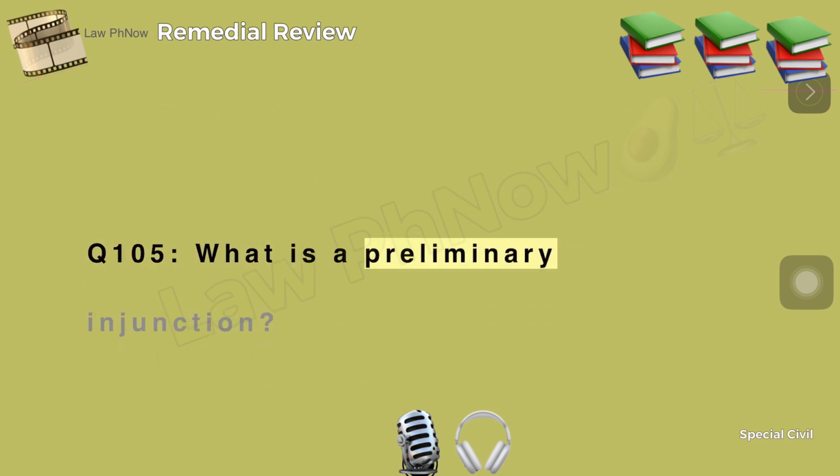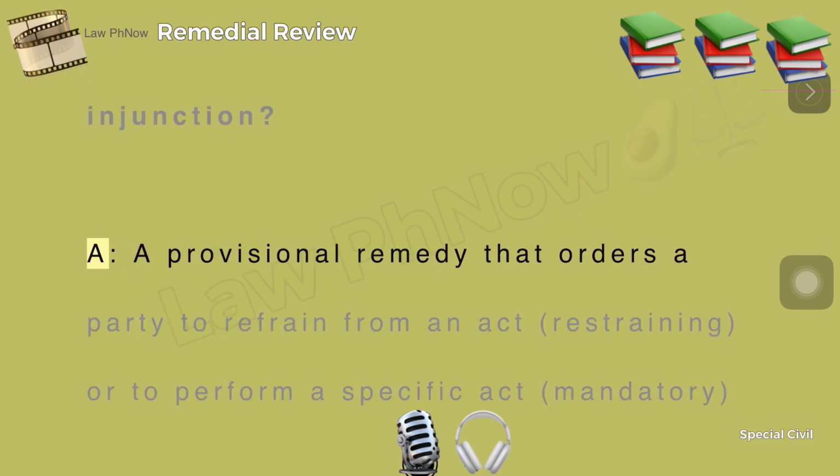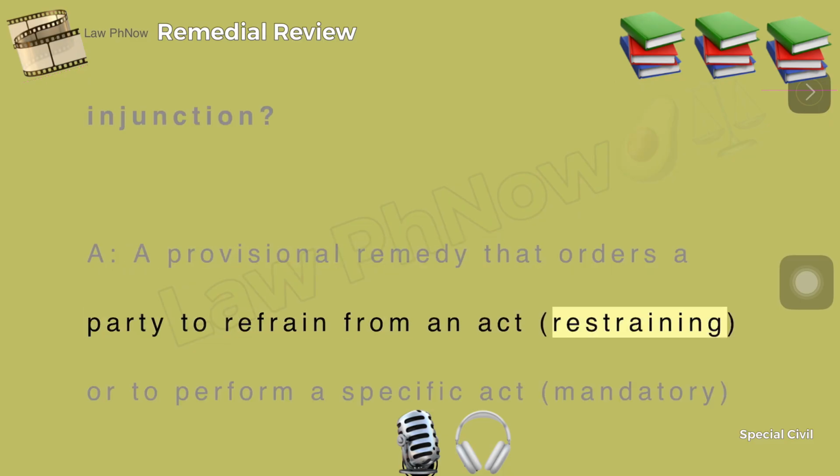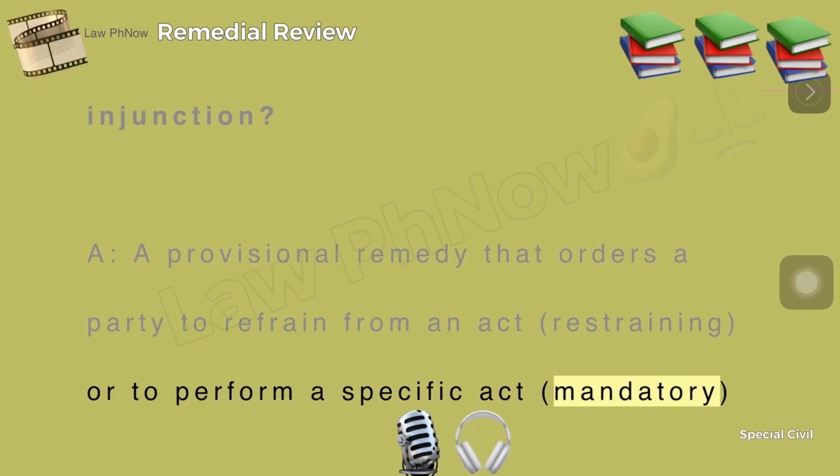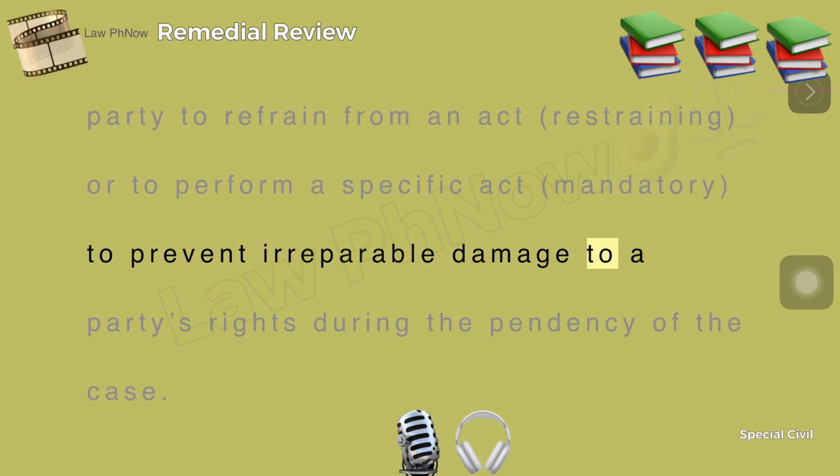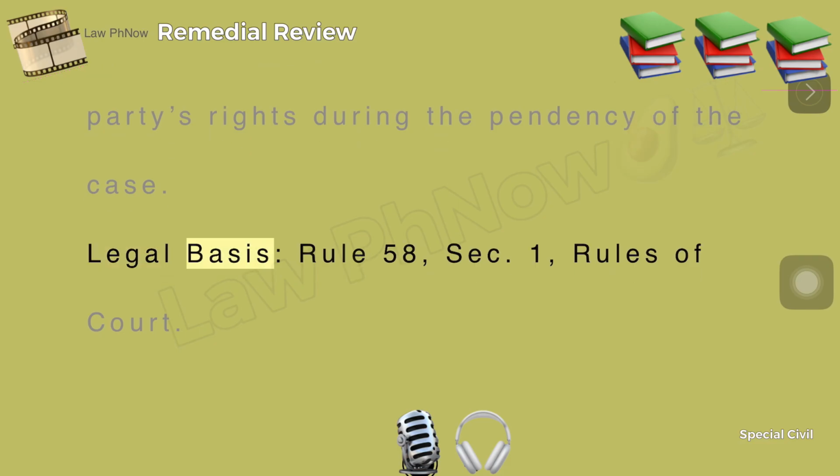Q105. What is a preliminary injunction? A. A provisional remedy that orders a party to refrain from an act, restraining, or to perform a specific act, mandatory, to prevent irreparable damage to a party's rights during the pendency of the case. Legal basis, Rule 58, Section 1, Rules of Court.